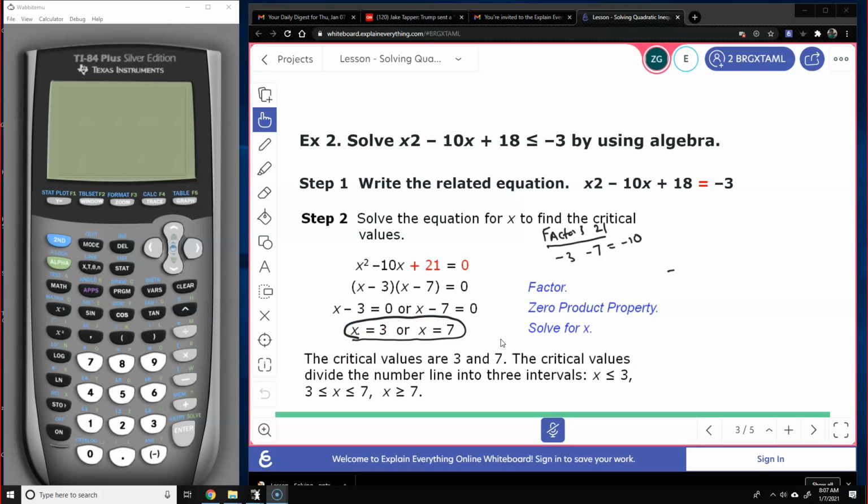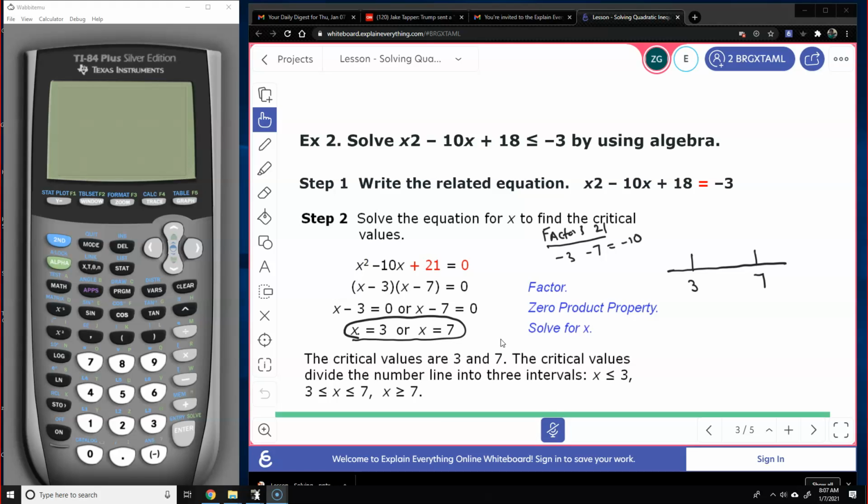And I'm going to tell you why they're called critical values. You're going to go ahead and draw a number line. You're going to write 3. You're going to write 7. And we are going to try to find the solution by testing points.